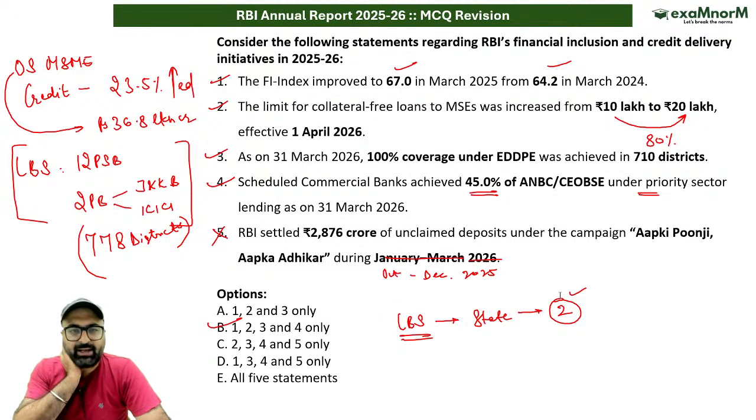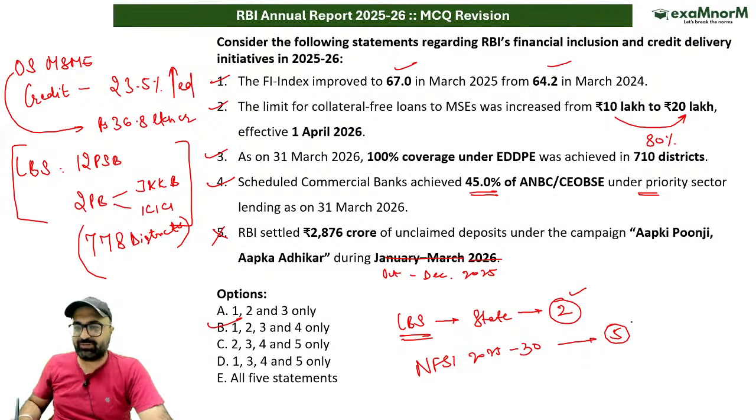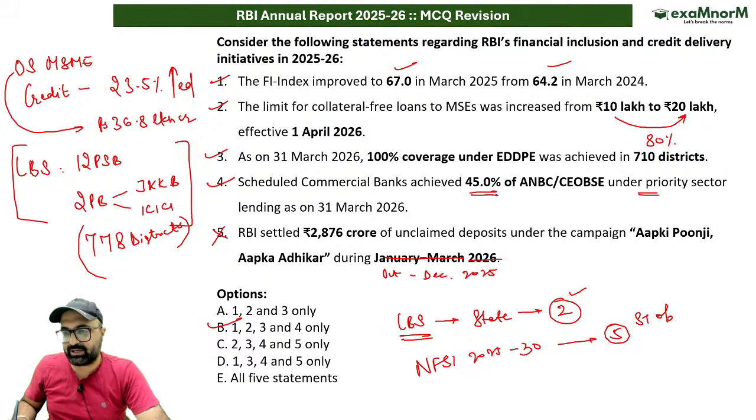इसके अलावा अगर मैं बात करूं, अंडर द न्यू NSFI 2025-2030 which was formally launched by RBI's governor on 1st of December 2025, it contains 5 strategic objectives as well as 47 action points.